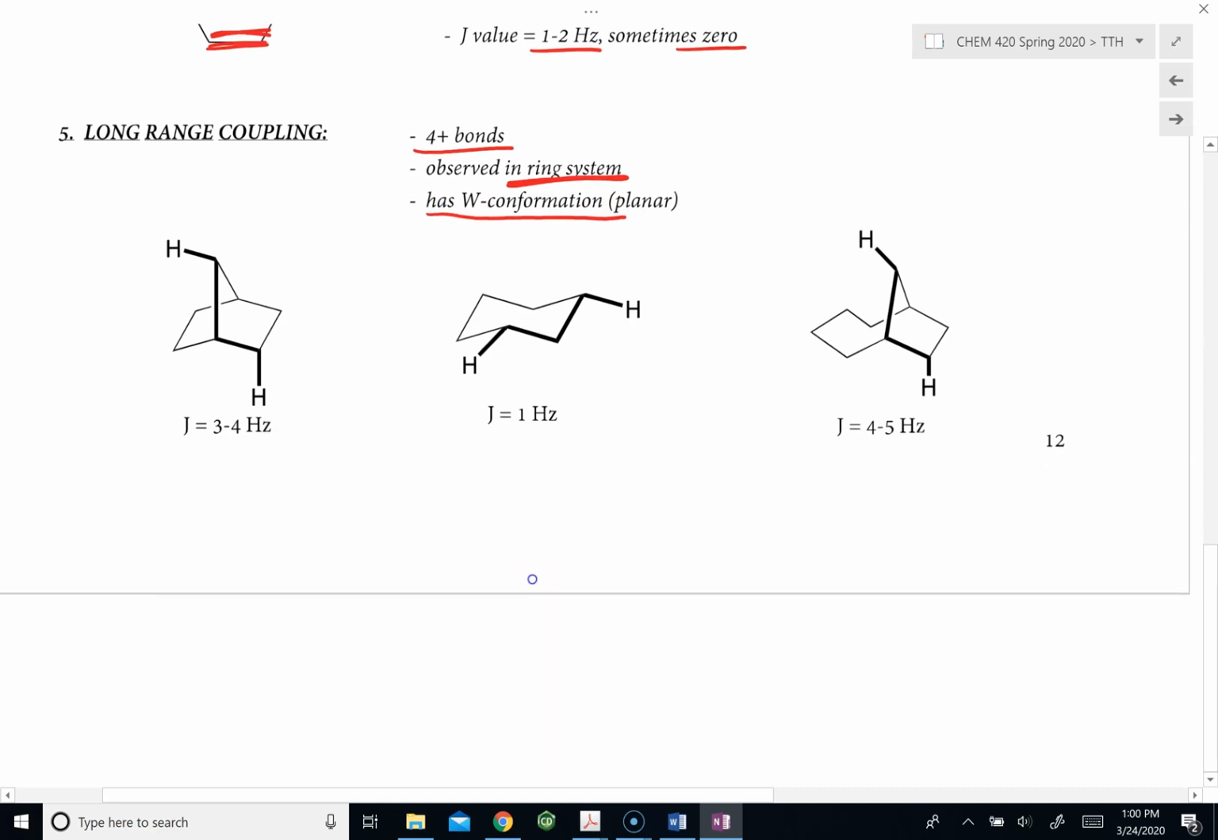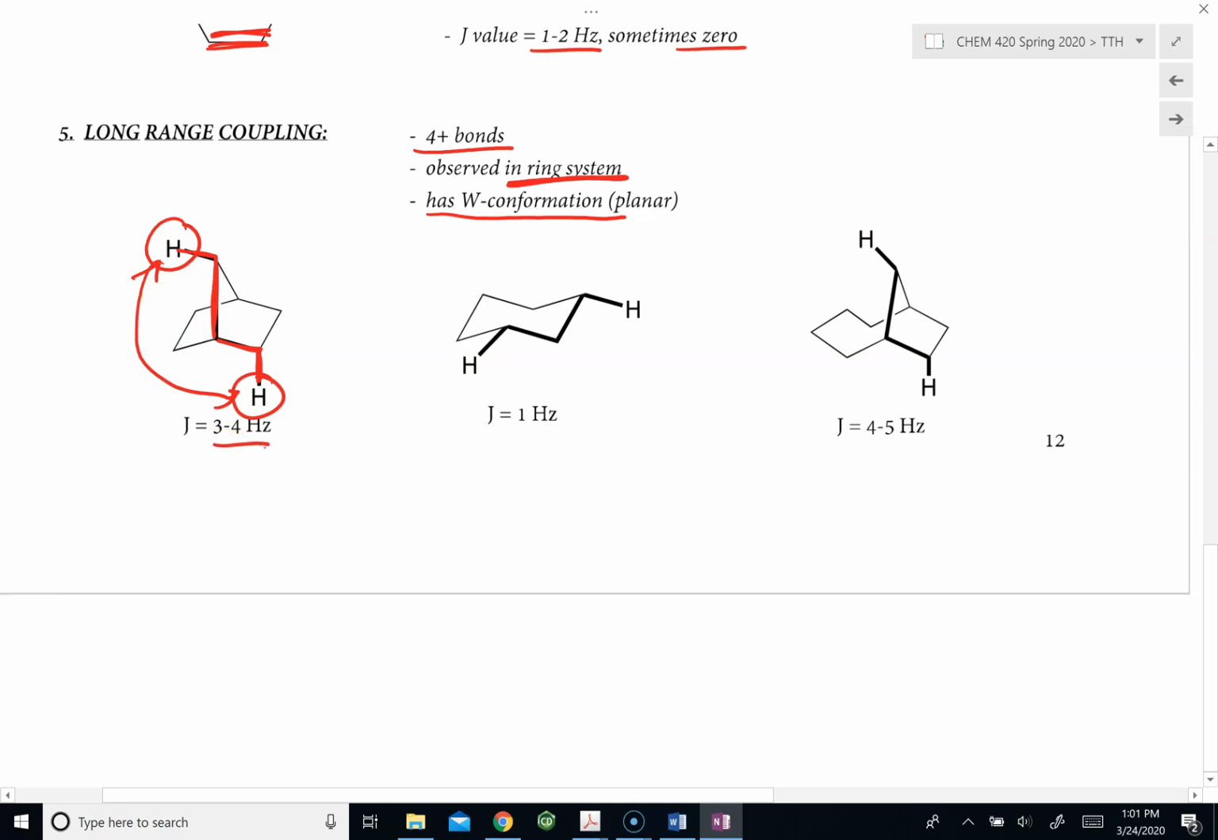An example is as follows. Here in this ring structure, these two hydrogens are communicating with each other, and they are 1, 2, 3, 4 bonds away from each other. Normally, they would not be communicating with each other, but because of this rigid ring structure, they end up communicating. And here in this case, we can see how this looks like a W. And we call this the long-range coupling. And in this case, it's 3 to 4 Hz.